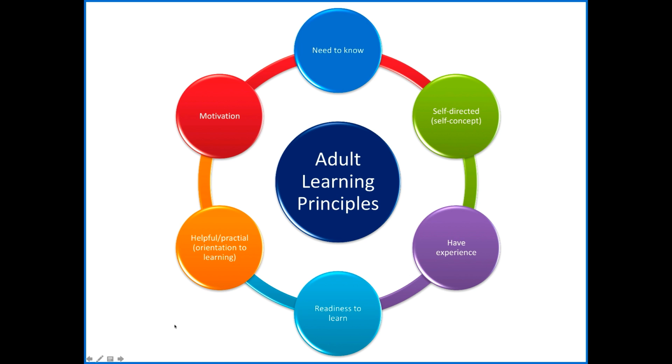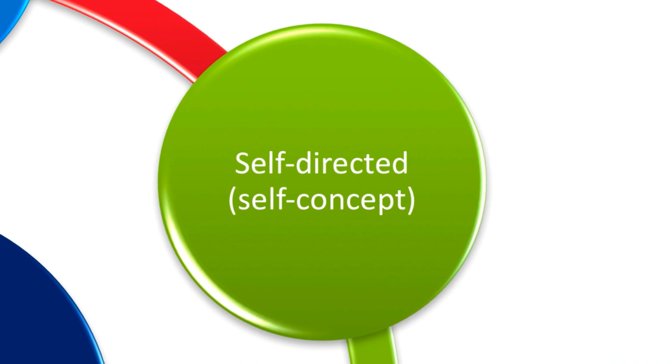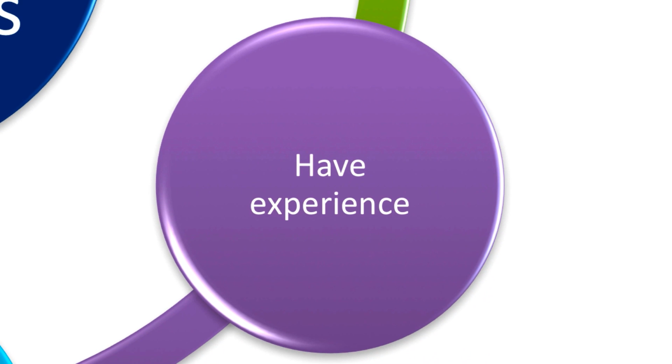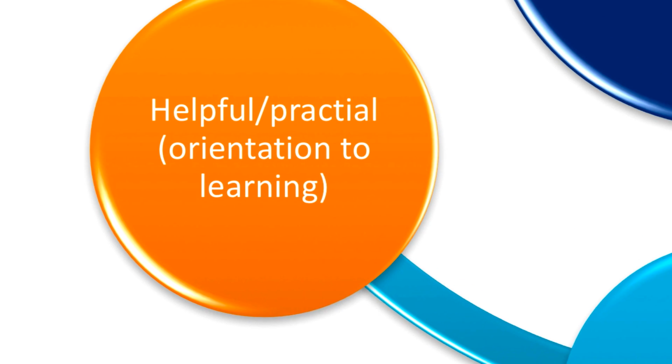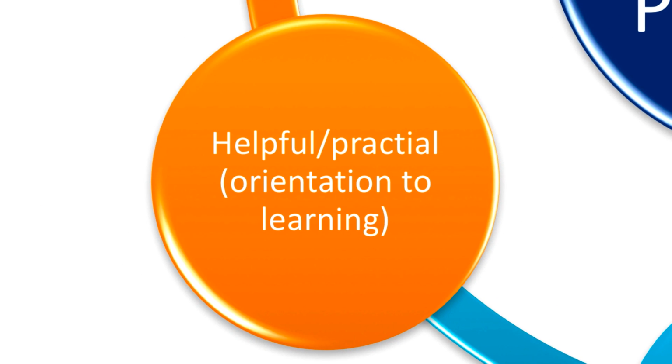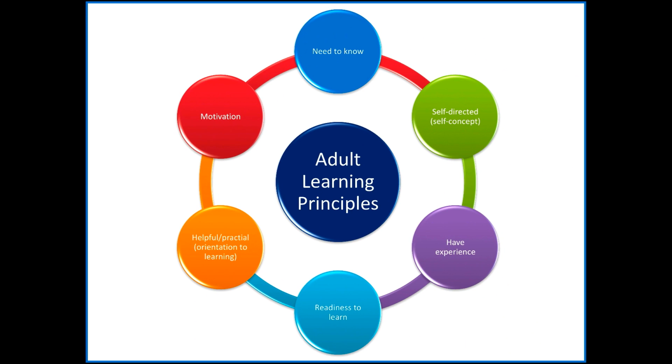These 6 adult learning principles that were detailed by Malcolm Knowles are listed on this slide. And depending on which version of his principles you refer to, you may see that they're either 4 listed or 5 listed or 6 listed. And he added more principles as he further developed his theory. So the 6 key principles are listed here. Again, the need to know, the self-directed, adults have experience, they learn best when there's a readiness to learn, and when the material is helpful, practical, and that's what we refer to as orientation to learning, and when they are motivated to learn.